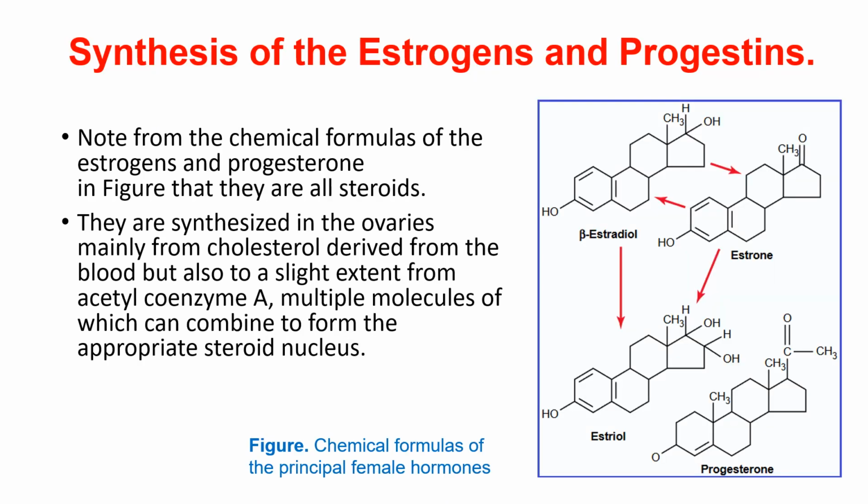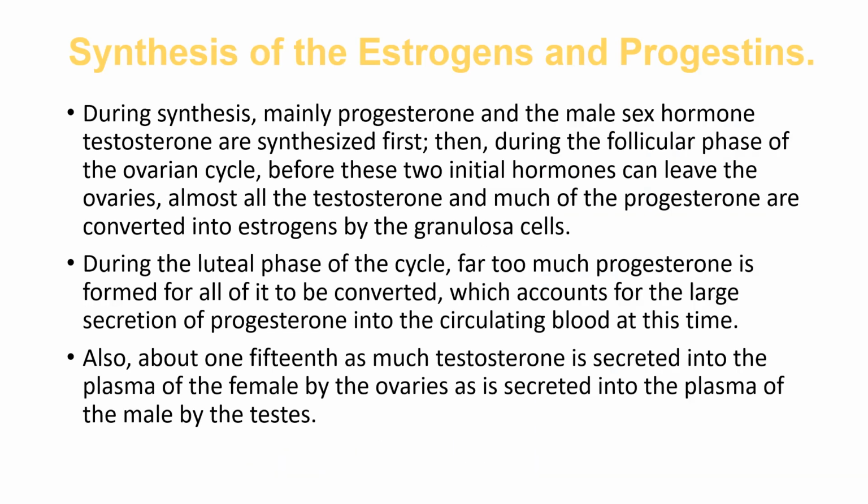Synthesis of the estrogens and progestins. Note from the chemical formulas of the estrogens and progesterone in the figure that they are all steroids. They are synthesized in the ovaries mainly from cholesterol derived from the blood but also to a slight extent from acetyl coenzyme A, multiple molecules of which can combine to form the appropriate steroid nucleus.